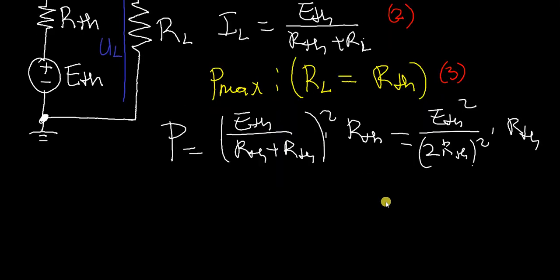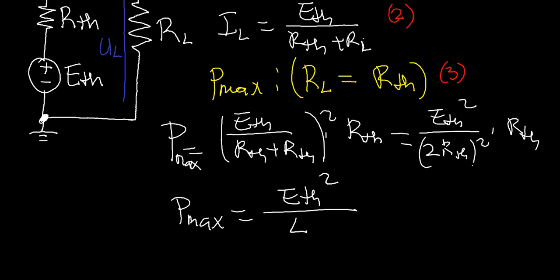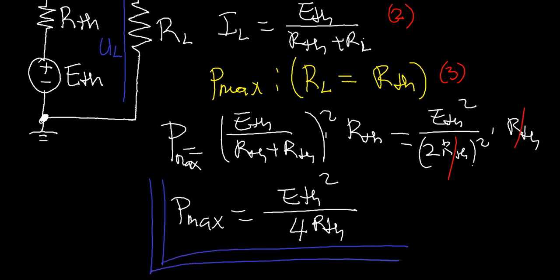Now when we expand this formula, when we try to arrange this formula very well, we discover that P max will be equal to E_TH square on 4 R_TH, because one R_TH here will cancel with this other one, and the remaining formula will be the good one. That is the expression to get the maximum power transfer.